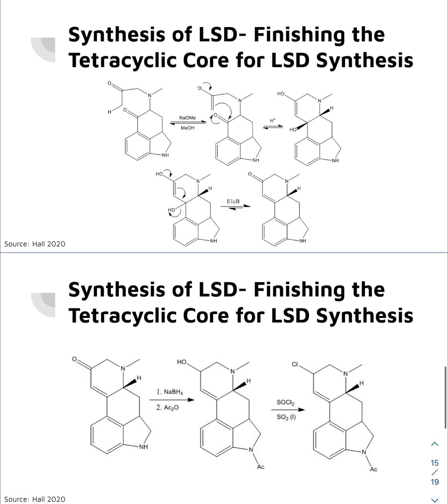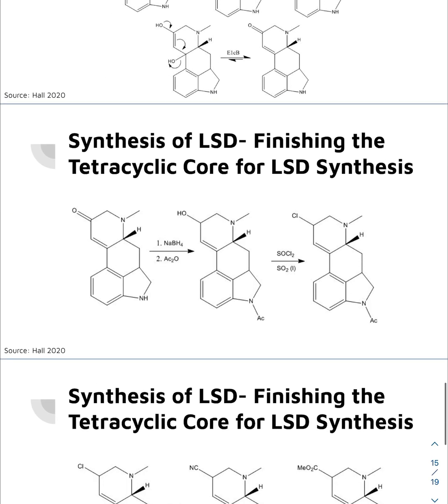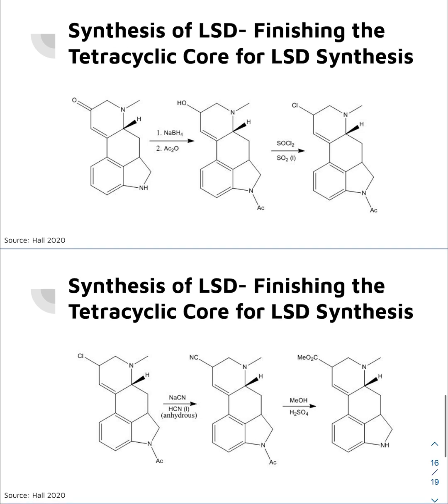The last ketone intermediate is treated with sodium methoxide and methanol. Then there is a nucleophilic addition of this enolate to the other ketone, closing the third and last ring. Then there is an elimination reaction giving rise to the corresponding alpha-beta unsaturated ketone. This compound is then treated with sodium borohydride and sodium anhydride to reduce the ketone group to the alcohol and protect the nitrogen of the dihydroindole.